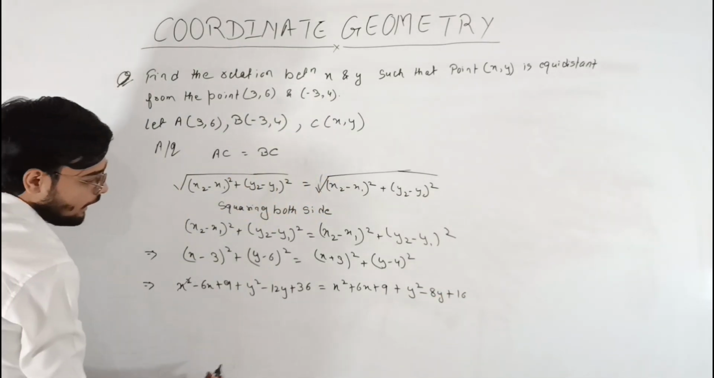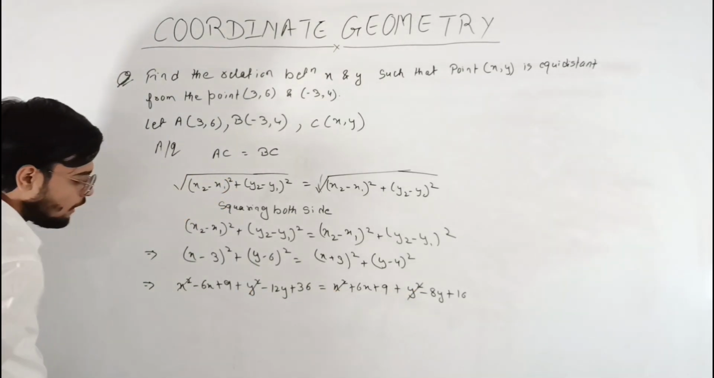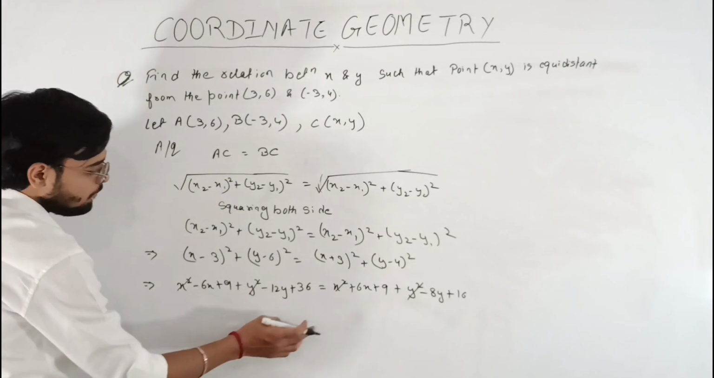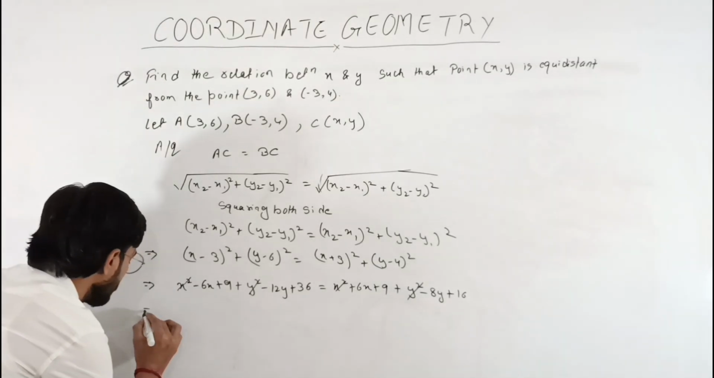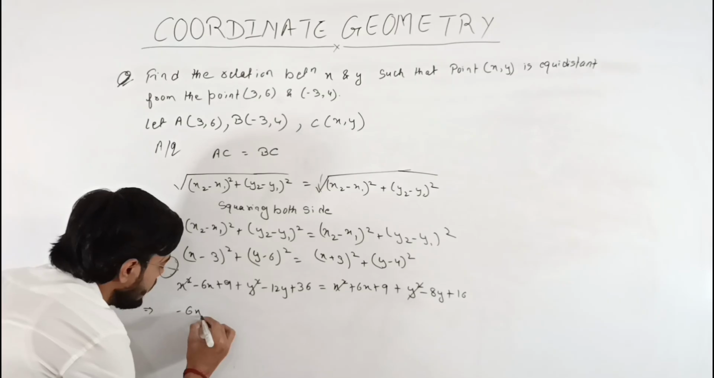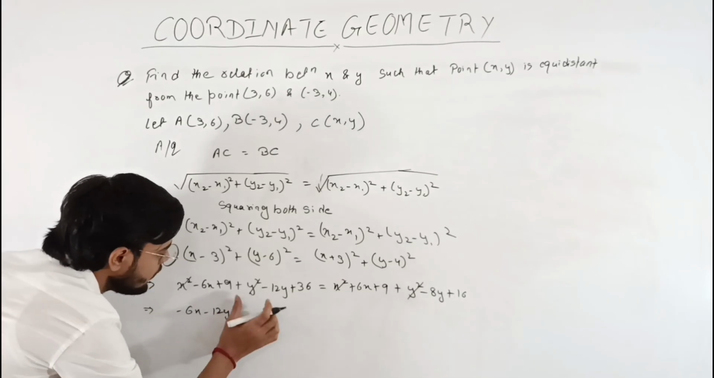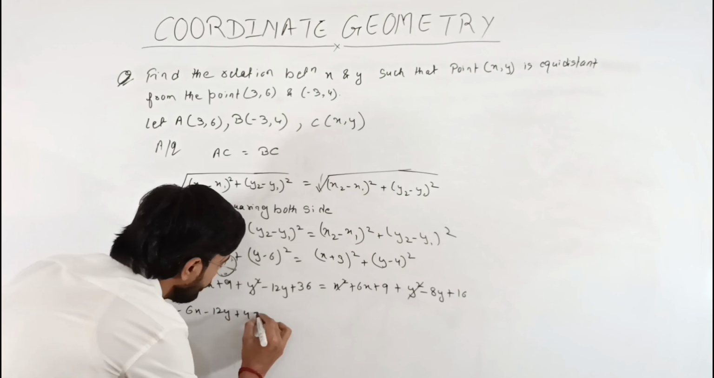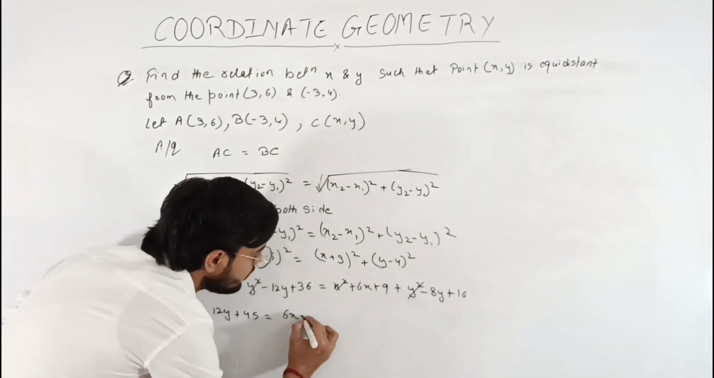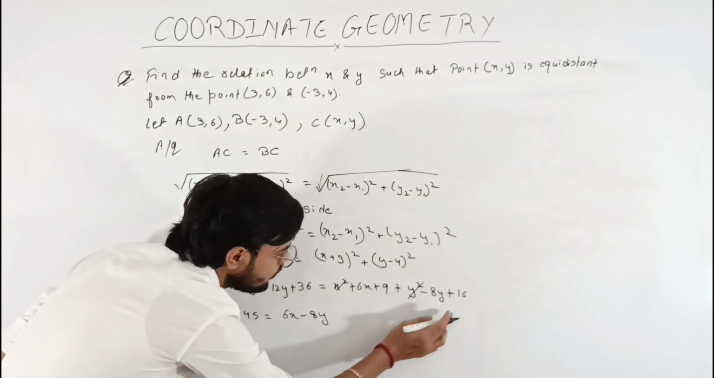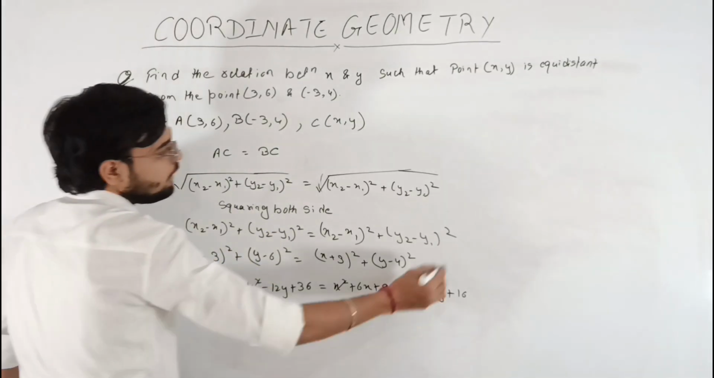Now look, this x square is cancelled out, y square is cancelled out. This is minus 6x, this is plus 6x, 2y. Now look, this one is minus of 6x, minus of 12y, 36 plus 9 is 45, is equal to plus 6x minus 8y. Now 16 plus 9 is 25. Now I solve it here.